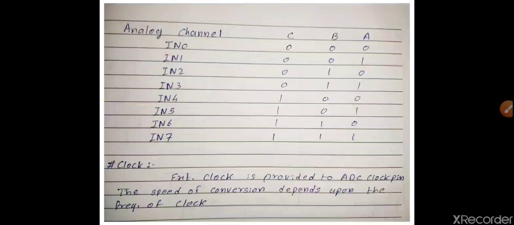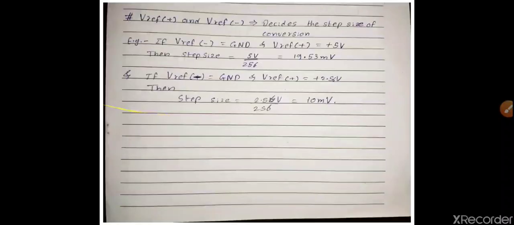So here is how A, B and C select IN0 to IN7 analog input channels. When you give all 1s to A, B and C, it selects input channel 7, or depending upon the 0s and 1s given to A, B and C, you can see it selecting a different channel. Again, clock is provided to determine the speed of conversion. Here you can see V reference positive and V reference negative. It decides the step size of conversion.